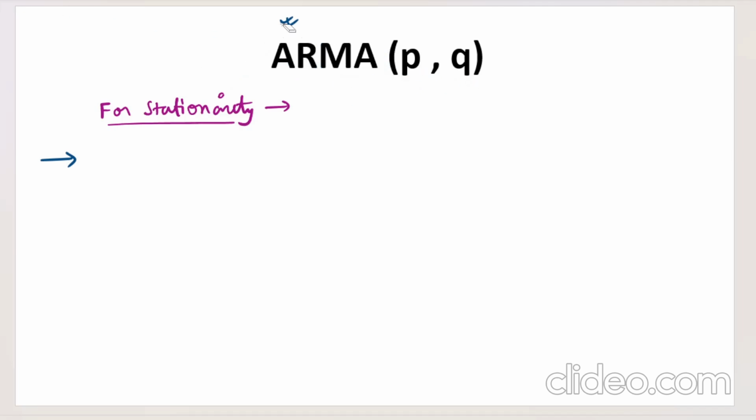So again, I am repeating what I told you, that the MA process is always stationary under any parameter values, right? So we are not concerned with the MA part in checking stationarity of the ARMA process. We'll only see if this AR portion is stationary or not. If it is stationary, the entire ARMA is stationary. If it is not stationary, then the entire ARMA is not stationary, right? So let me write it down.